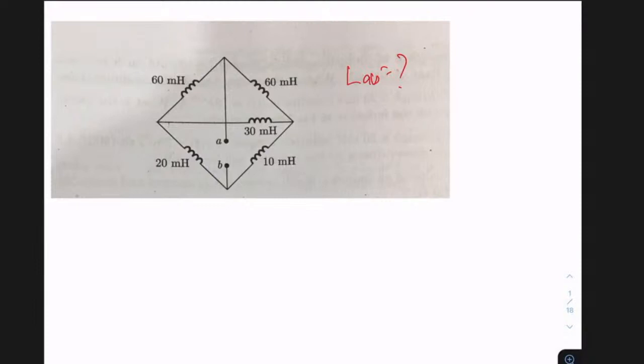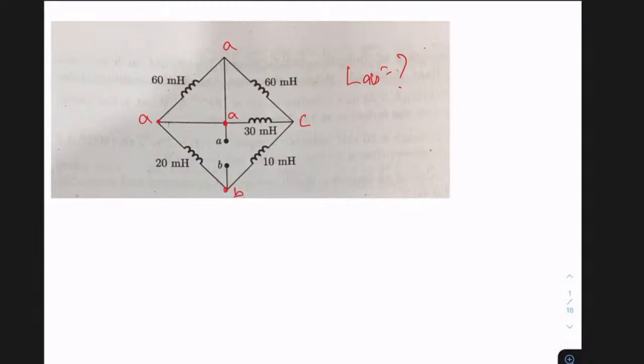For your understanding purpose, this node is A. And this node is also A, because there is no element in between. Let's say this is your C node. This is B, which means this is also your B. So I'm redrawing the circuits.